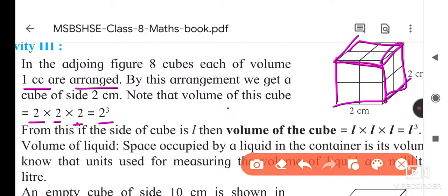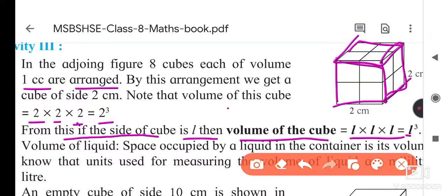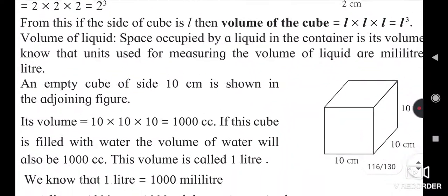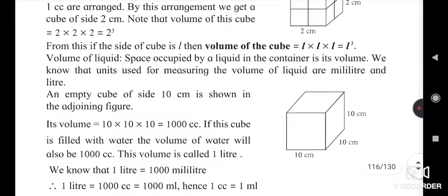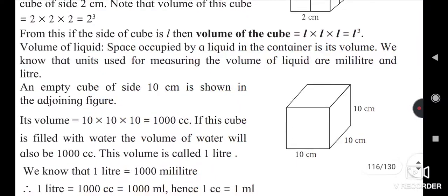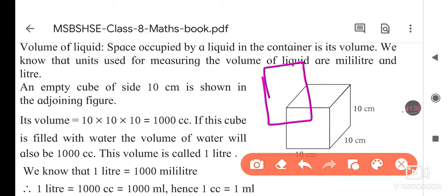So from this, if the side of a cube is L centimeter, then the volume of the cube is L into L into L, which is L cube. The volume of a liquid is the space occupied by the liquid in a container. Generally we are finding the liquid's volume, meaning how many liters of water will fill inside the bottle.